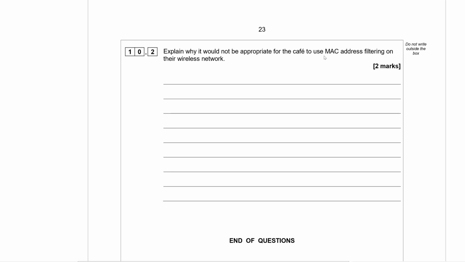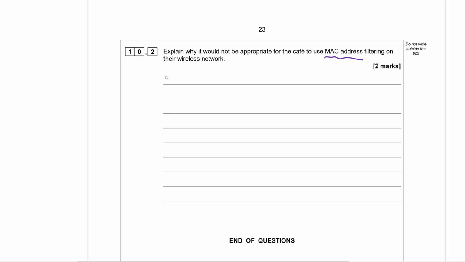Well, a MAC address is an identifier which every network adapter has to have, right? So your computer now, if you're watching this video, has got a network adapter. It's how it can connect to a network. It has a MAC address which is unique to that device. And MAC address filtering is where you either allow or ban certain MAC addresses. Well, this is a cafe with lots of customers, presumably, so if they've got lots of customers wanting to join their network, it's not practical to find out all of the MAC addresses and either ban or allow them.